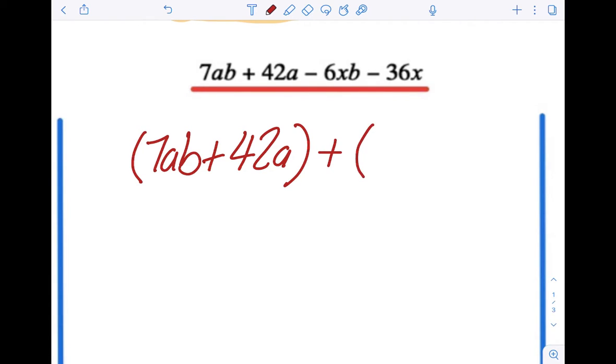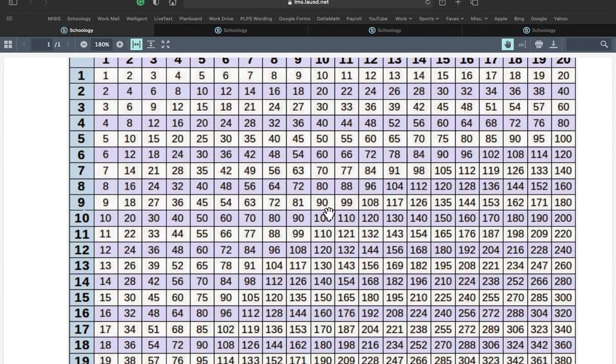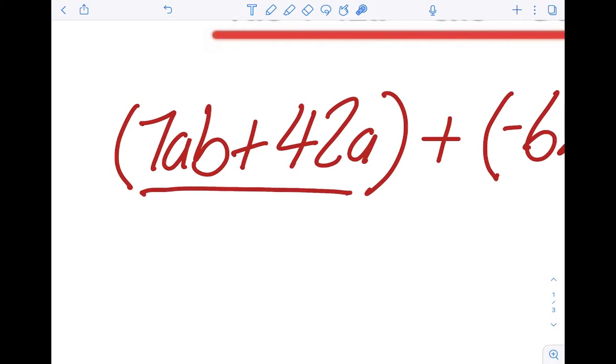Plus negative 6xb. And then minus 36x. Well, both of those have x, and 6 and 36 I know are going to go together as well. Okay. So let's deal with this first parenthesis first. 7 and 42. Let's take a look. Where can I find 7 and 42? 42 is there. But I can't find 7. Oh, 42 is right here. And 7. Look at that. 7 and 42, it's 7. All right, so I'm going to divide by 7 here.